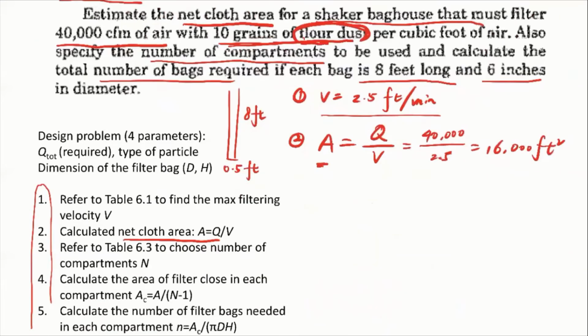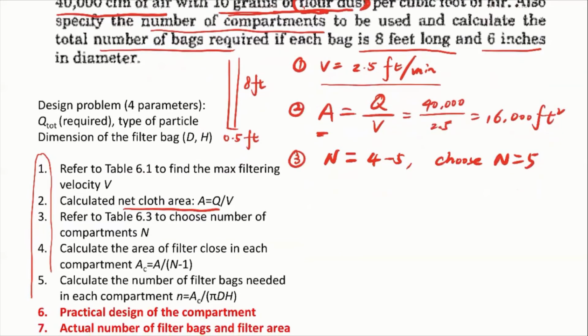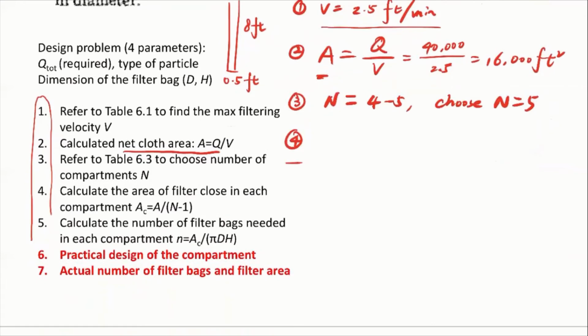So here, let's say that we choose 5 as the compartment number. Okay, so it can be 4 or 5. Let's choose n equal to 5. So this is the number of compartments for our system. Now we need to design the details of this shaker baghouse, right? Basically, what that means is that the flow is being separated into 5 compartments, right? The air will go this way.